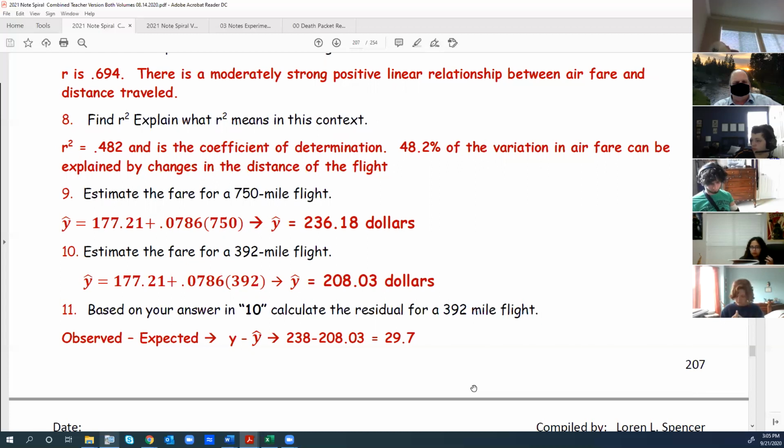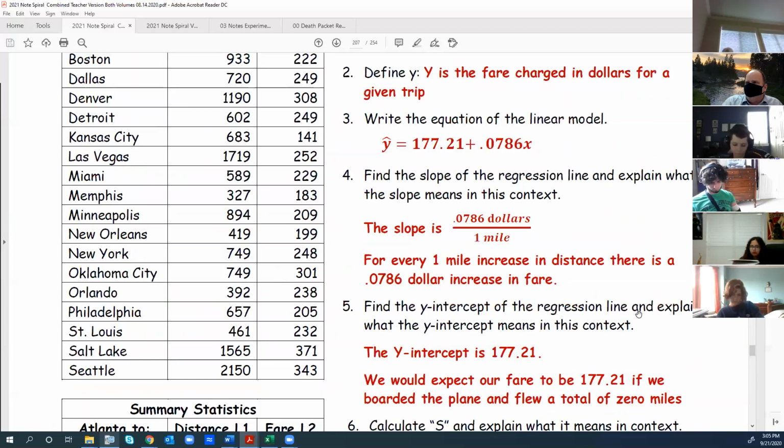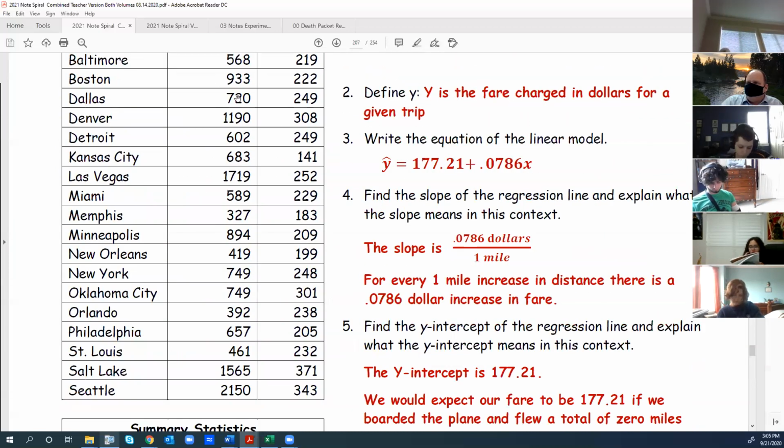Well, I need to know what a residual is. Residual equals the observed minus the expected. Well, we just calculated the expected, that's good. But now I need reality. What did a 392-mile flight cost? They must have given me that value somewhere. So I go up here to this table and I start looking for a 392-mile flight.